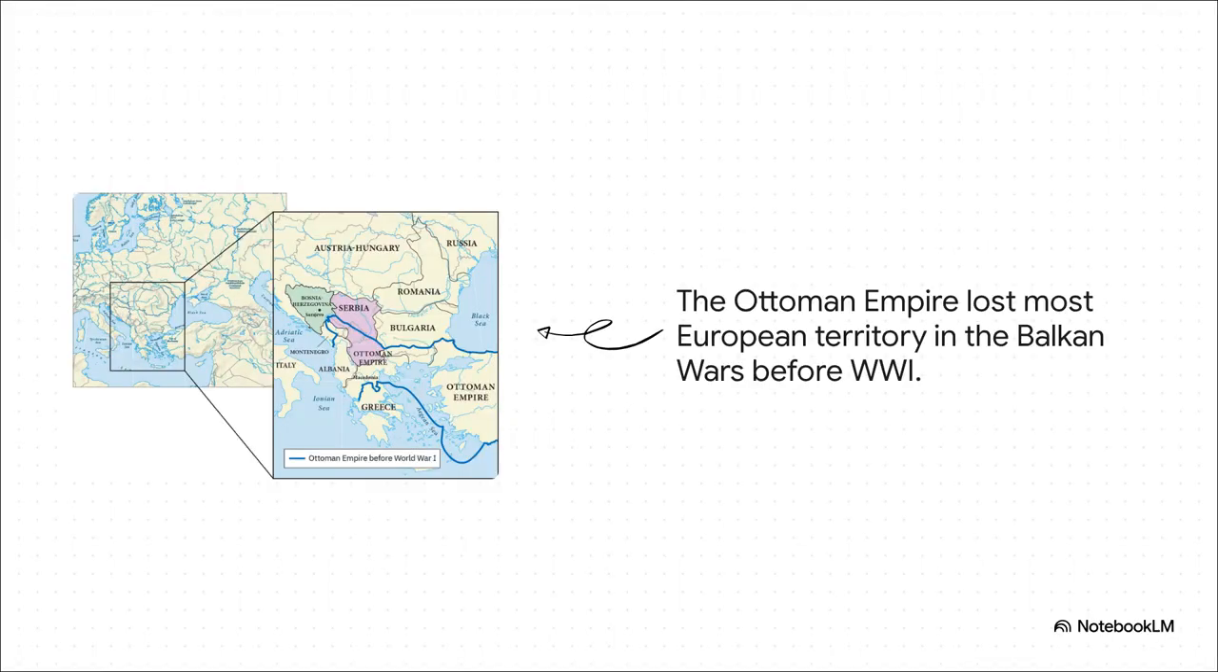And this map right here is a perfect snapshot of that decay. Just look at the Ottoman Empire. For years, people had been calling it the sick man of Europe. And you can see why. It's losing its grip on all this territory in the Balkans right before World War I kicks off. This area becomes a total tinderbox of nationalism, with all these different ethnic groups dreaming of having their own nations.